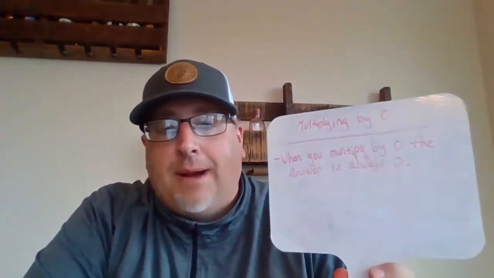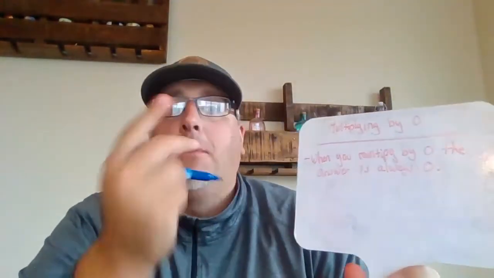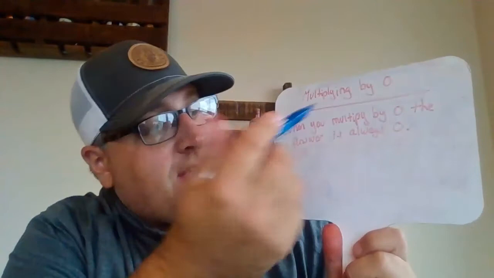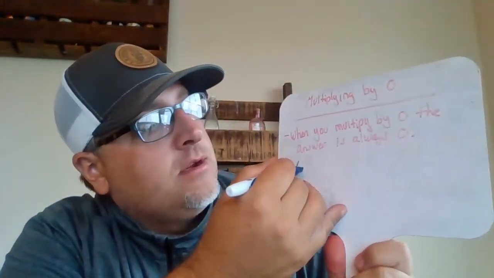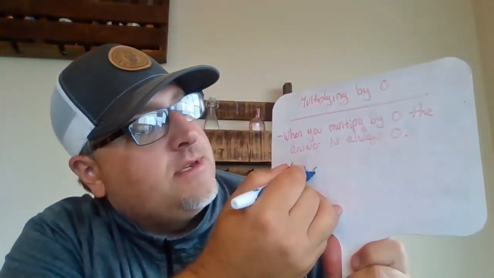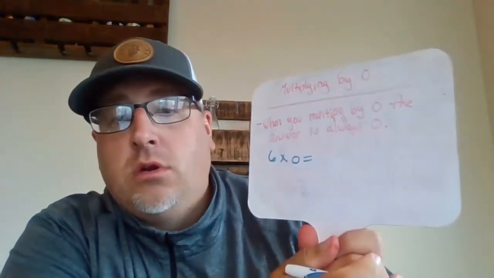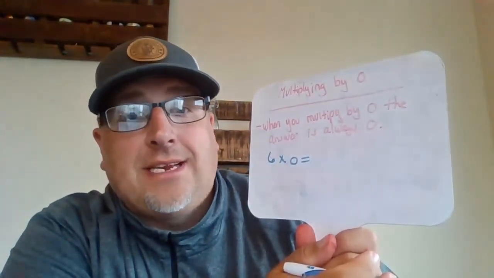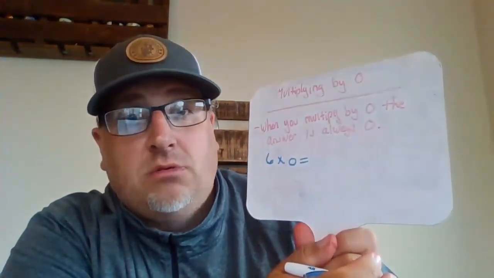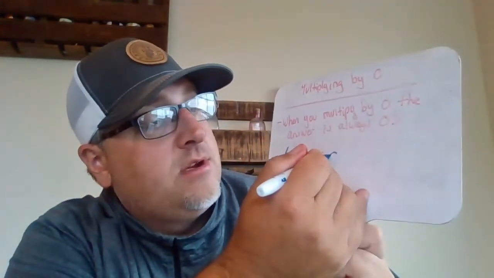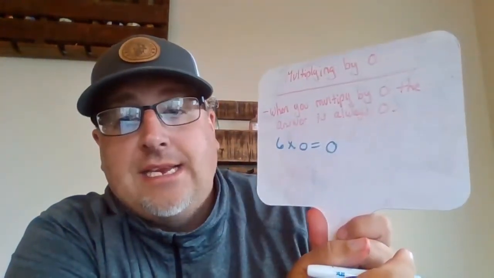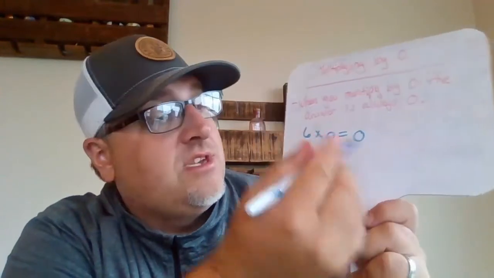All right. Let's change it up. Let's take a look at multiplying by 0. Multiplying by 0 kind of has the same effect here. So if I put 6 times 0, if we're multiplying 6 groups times 0, we have 0. Anything times 0 is going to give you the answer of 0.